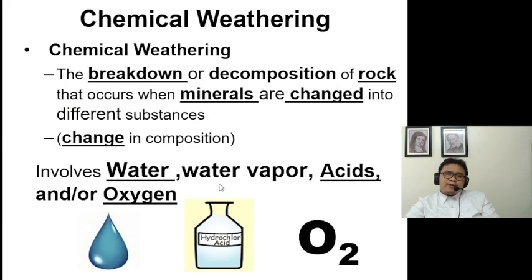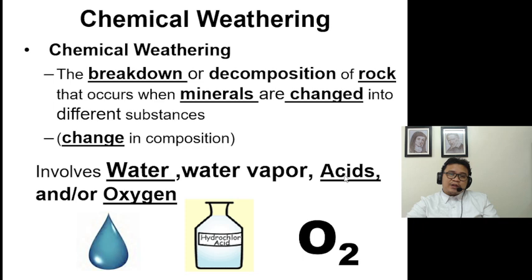So moving on, let us now go to chemical weathering. When we say chemical weathering, this is the chemical alteration of the particles of the rocks, or the breakdown or decomposition of rock that occurs when minerals are changed into different substances. Your keyword here is the change in composition. Usually this involves water, water vapor, acids, or oxygen. These are some of the primary agents that cause chemical weathering along the rock particles.